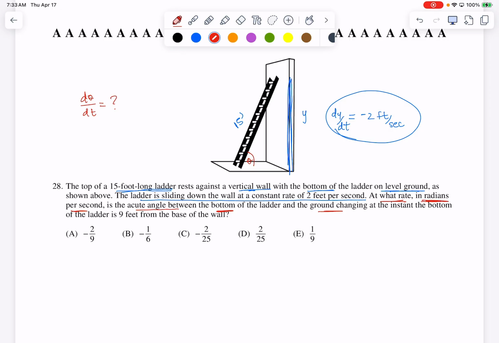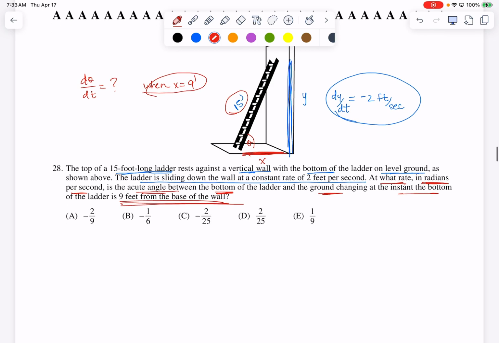At what rate in radians per second is the acute angle between the bottom of the ladder and the ground changing at the instant when the bottom of the ladder is 9 feet from the wall? So when x equals 9 feet, I'm going to say this is x, because it says when the bottom of the ladder is 9 feet from the wall. So when this gets to 9 feet. You are going to need the Pythagorean theorem to figure out what y is, because you know what x is. x is 9, and this is 15. You're going to need to know y, or just use a different trig ratio. I guess it's up to you.